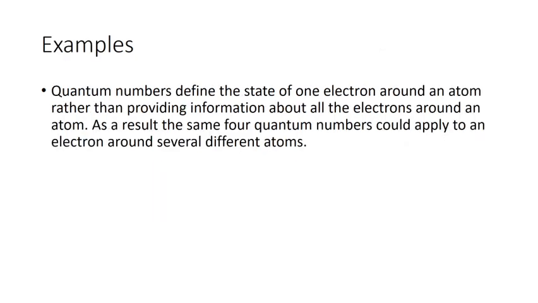So quantum numbers define the state of one electron around an atom rather than providing information about all the electrons around an atom. As a result, the same 4 quantum numbers could apply to an electron around several different atoms. For example, this set of quantum numbers: we have n equals 2, which means this electron is in the second energy level. L equals 1, so we know that this is in a p orbital.